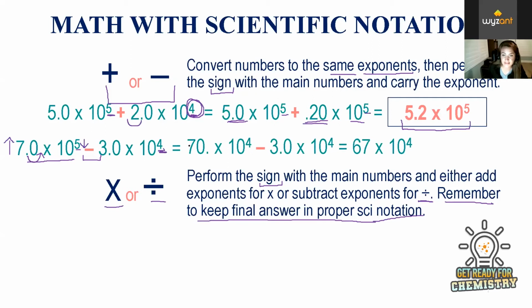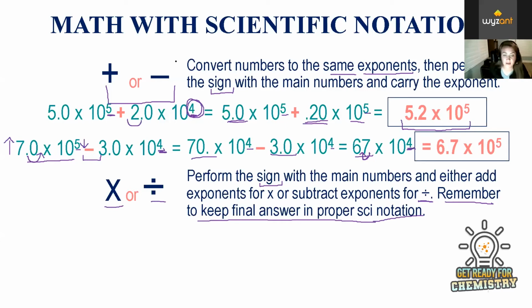So this turns into 70 times 10 to the 4th minus 3 times 10 to the 4th. So this you can just perform the sign then with your main numbers. So 70 minus 3, 67 times 10 to the 4th. Now, the problem with this number is that 67 is not in scientific notation. So you just need to move the decimal over 1. So it's 6.7 times 10 to the 5th, because I'm making this number 1 smaller, so I have to make this number 1 larger. So that's the biggest thing with all of these signs.